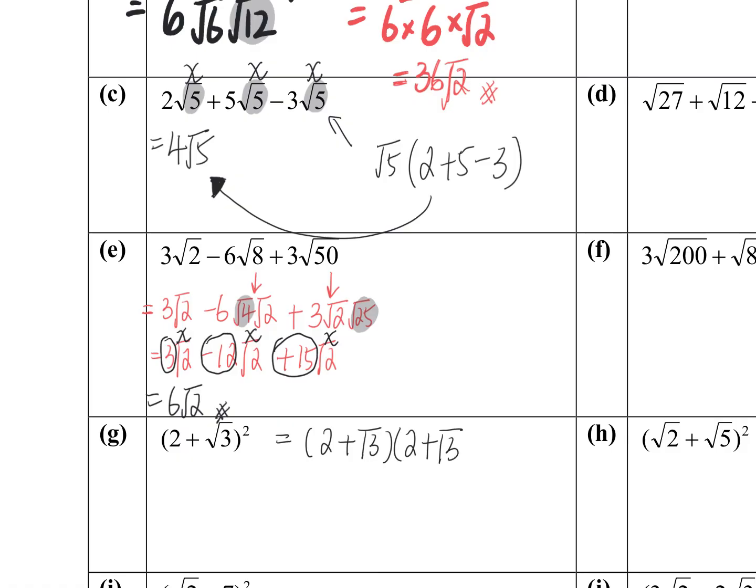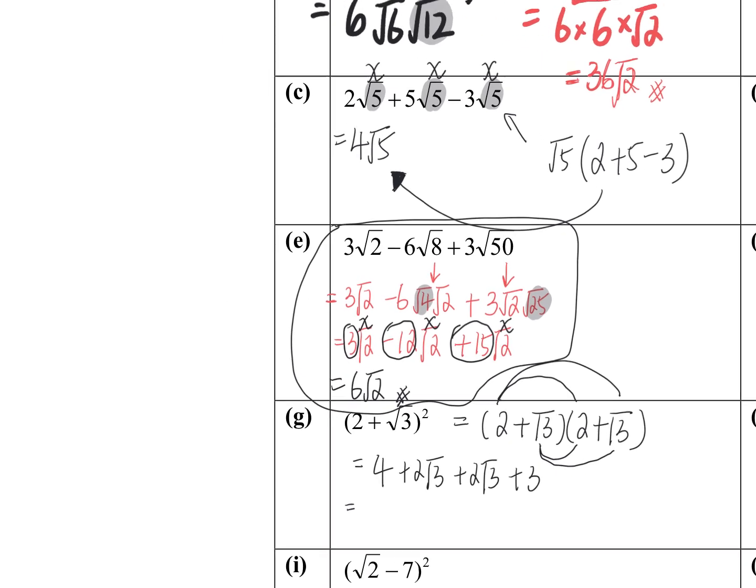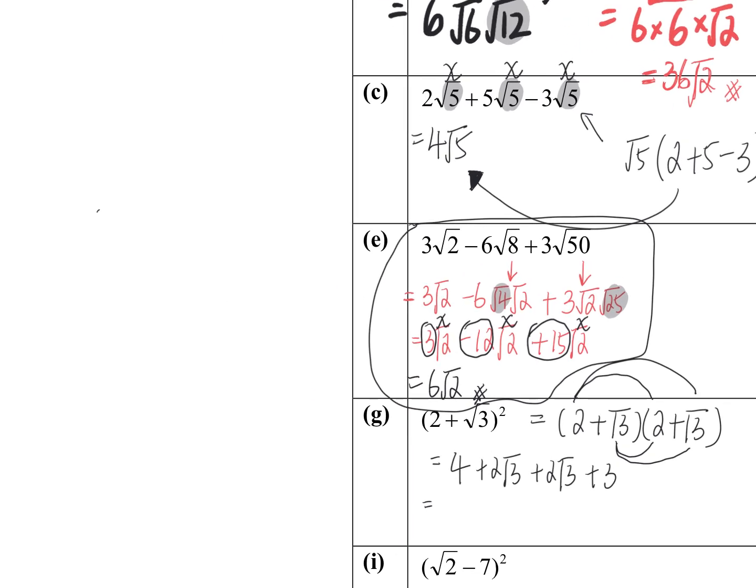Okay, this one, just expand them. 2 times 2 is 4. 2 times root 3, 2 root 3. Then we have 3 times root 2, root 3 times 2, another one. Root 3 times root 3 is just 3. So total, can you explain it to yourself? Okay, one more time. 3 root 2. Cannot simplify anymore.